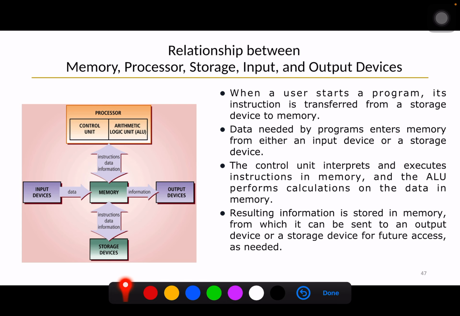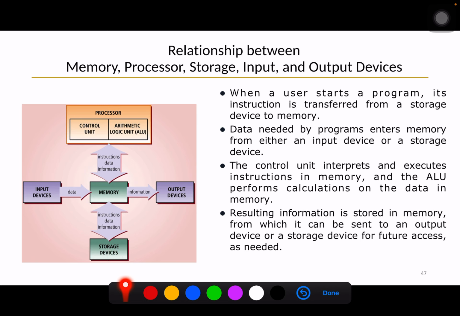carry out billions or trillions of tasks in one second. So the only component that can cater to the fast processing of the CPU is memory. That is why memory has to be the middleman between input devices, output devices, storage devices and the processor.